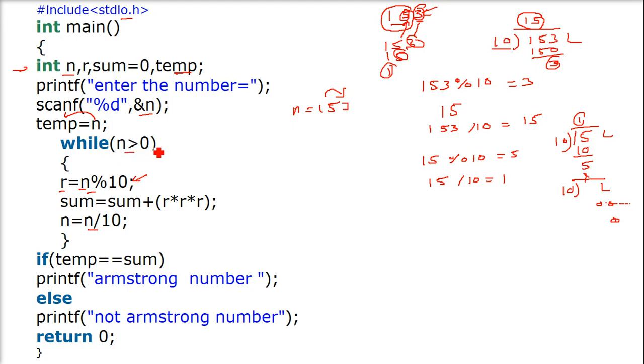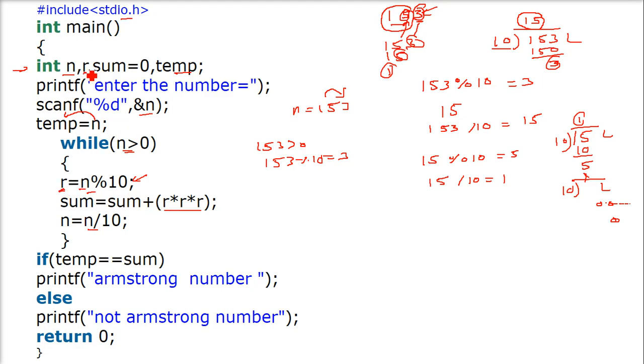Now coming to this one, this n greater than 0, that is 153 greater than 0. You come here, you take the modulo, n modulo 10. So n modulo 10, 153 modulo 10, is going to give you 3. So 3 will come at r. Now you are taking r cube. So this r is a variable again, just to have these 3, 5 and 1 which has been extracted through modulo operator.